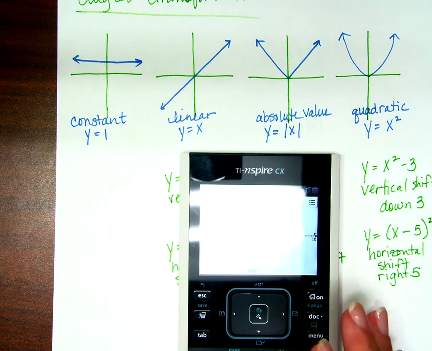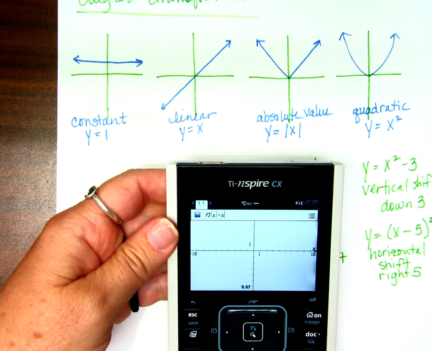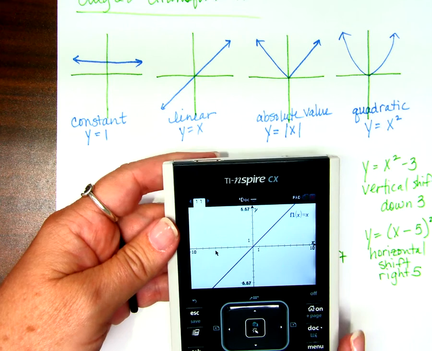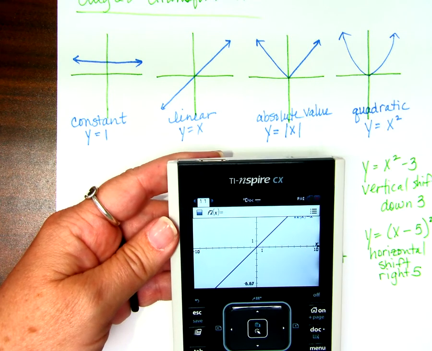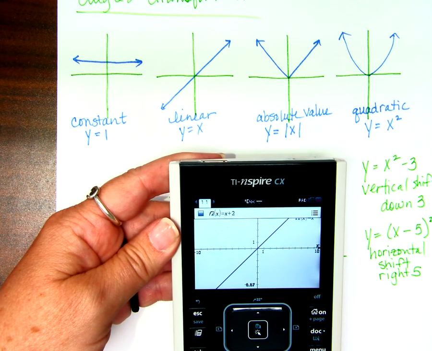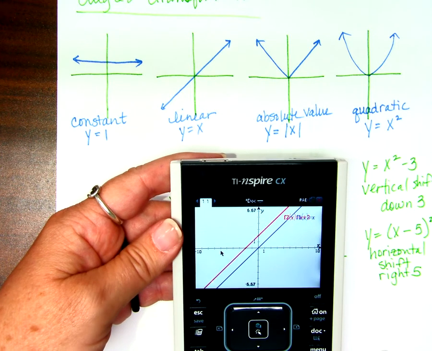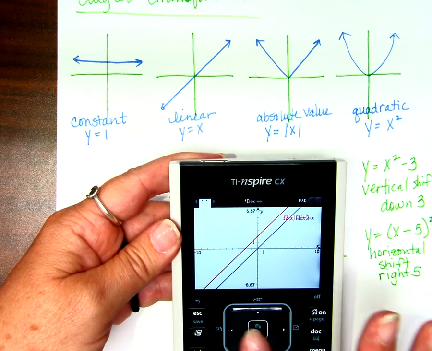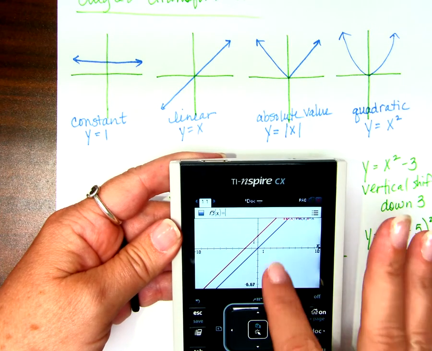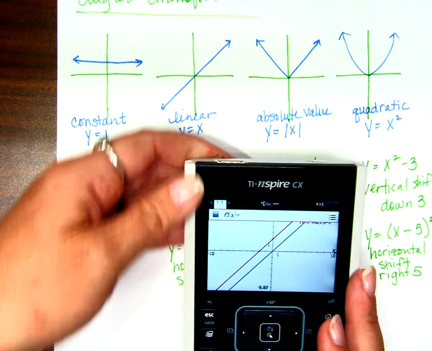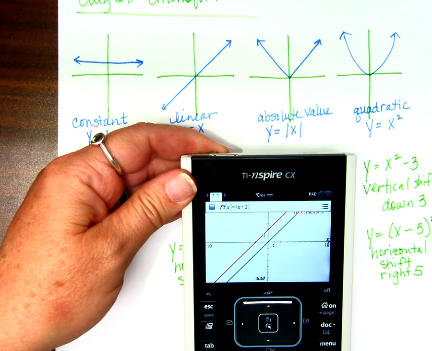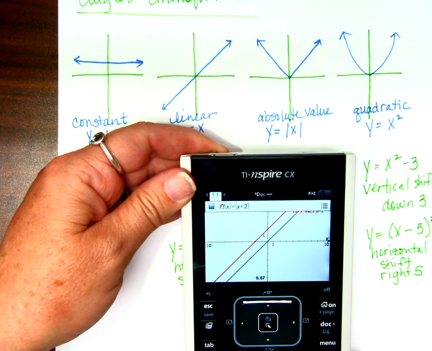I'm going to graph this for you. First of all, here's my parent, y equals x. Here is y equals x plus 2. What's going to happen, you think? It's going to go up 2. Did it? Yes. Now I'm going to leave the first 2 equations in there, and I'm going to put another equation in there that is parentheses x plus 2. Where should it go? Left 2.